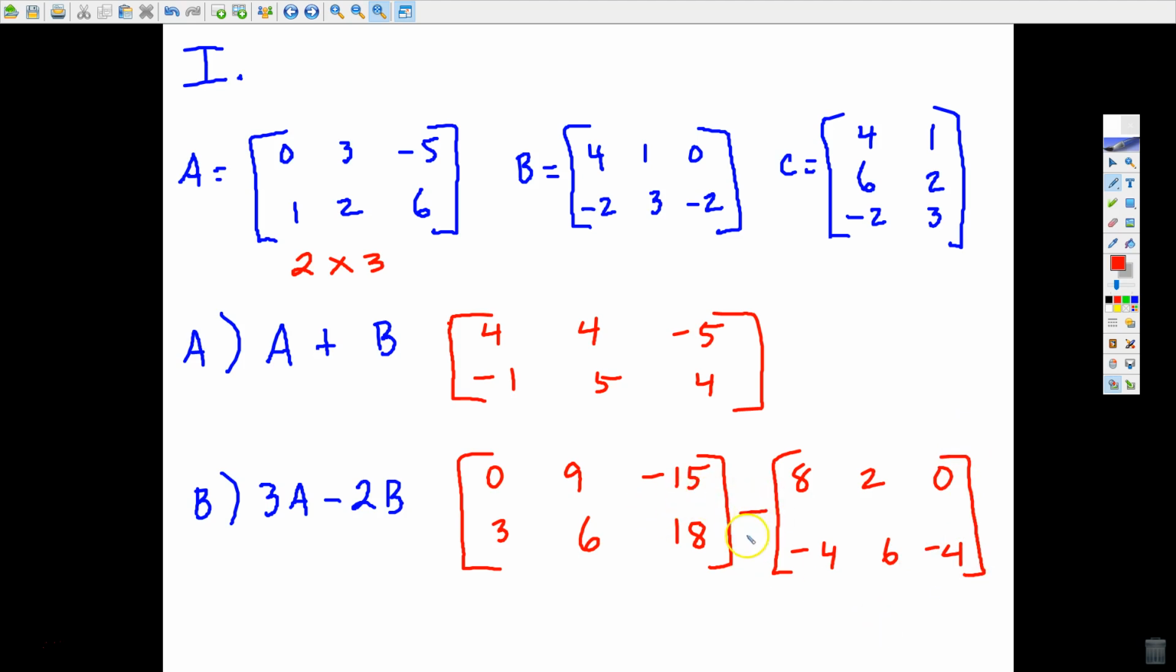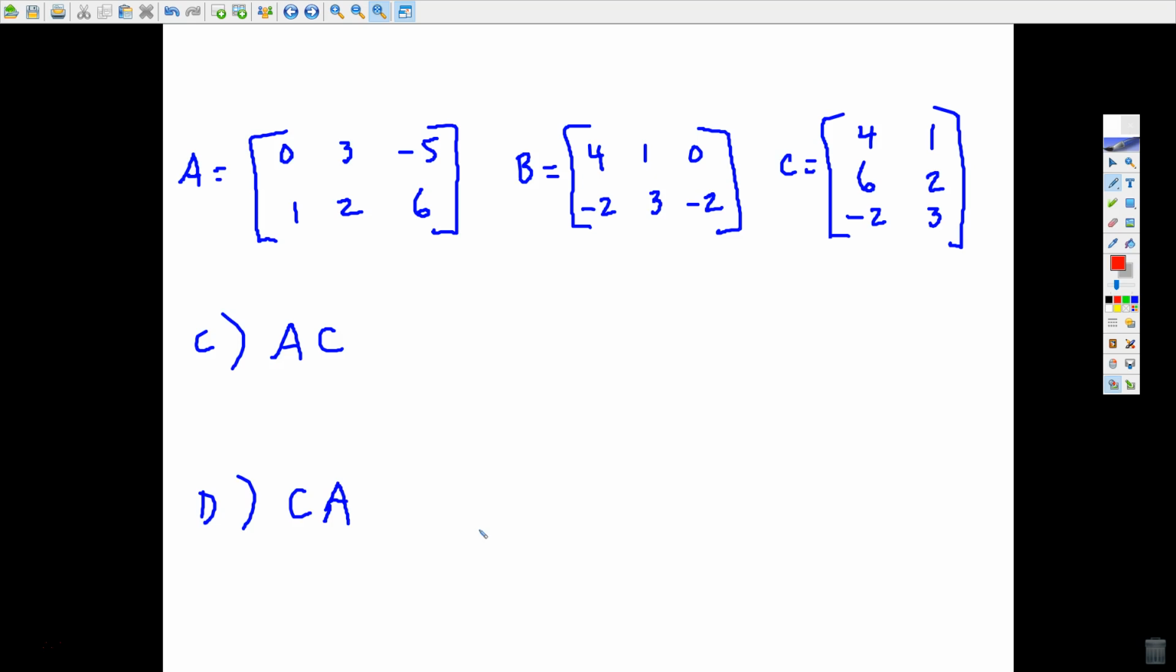And now we perform subtraction. Just like we did with addition, you match up the corresponding elements. Obviously be careful with subtracting negative numbers. So 0 minus 8, 9 minus 2, negative 15 minus 0, 3 minus negative 4 is 7, 6 minus 6, and 18 minus negative 4 is 22. So that's our final answer. Questions so far? Probably not. Everybody good?